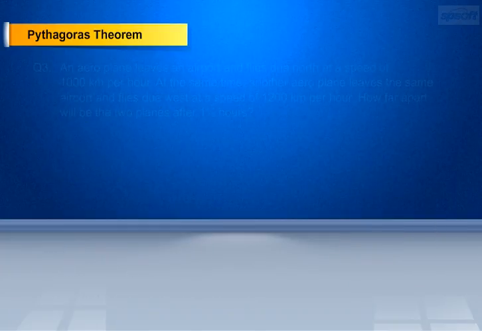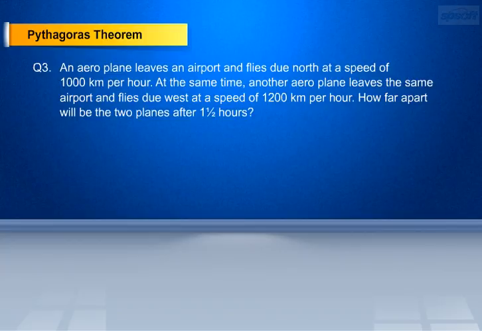Question 3. An aeroplane leaves an airport and flies due north at a speed of 1000 km per hour. At the same time, another aeroplane leaves the same airport and flies due west at a speed of 1200 km per hour. How far apart will be the two planes after 1.5 hours?